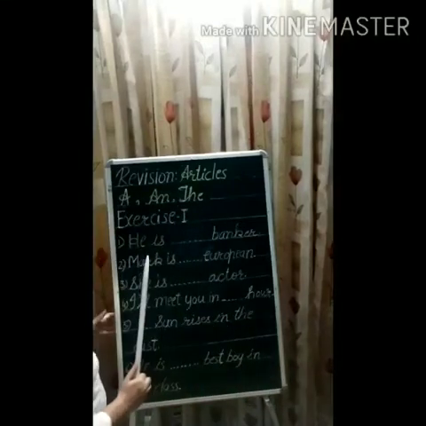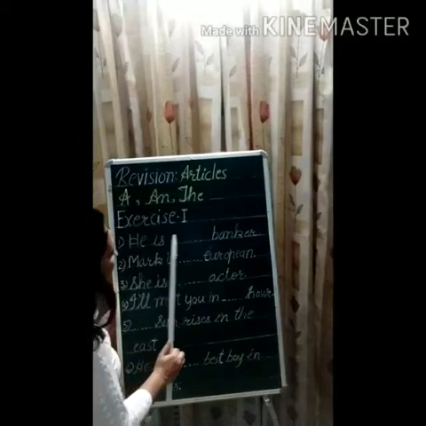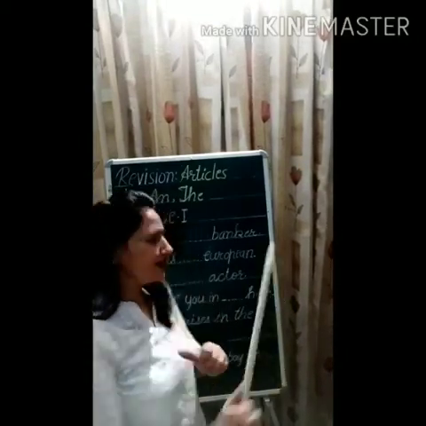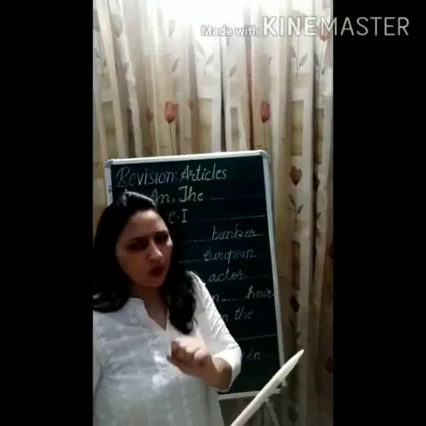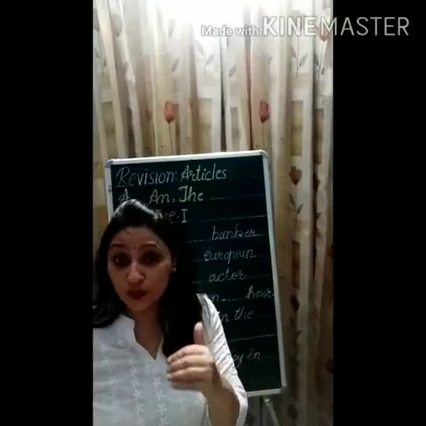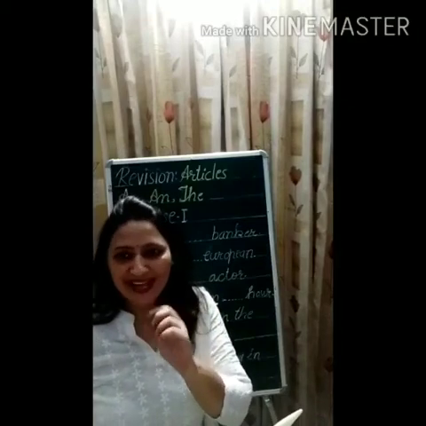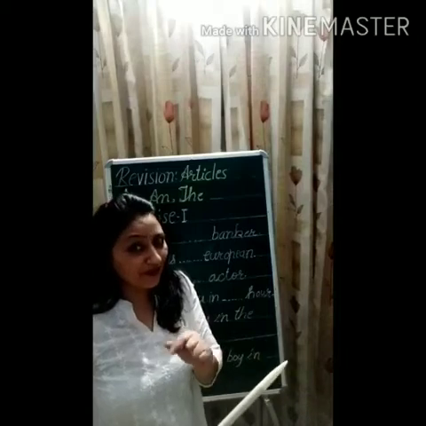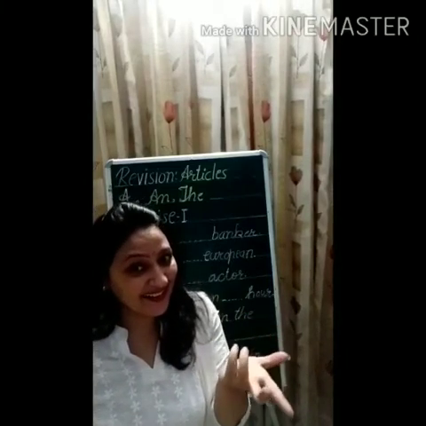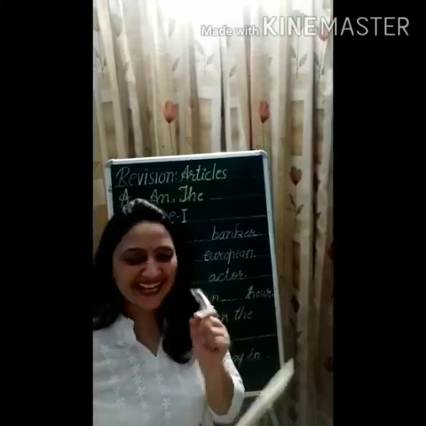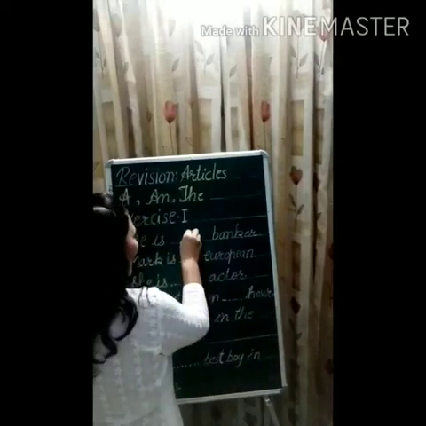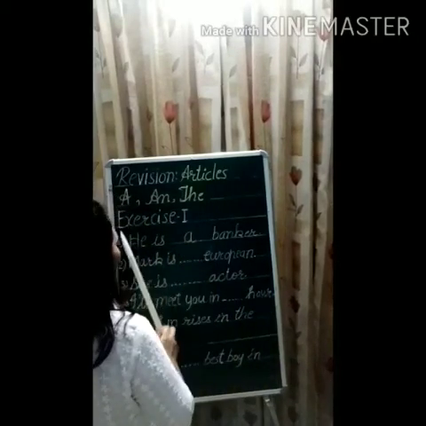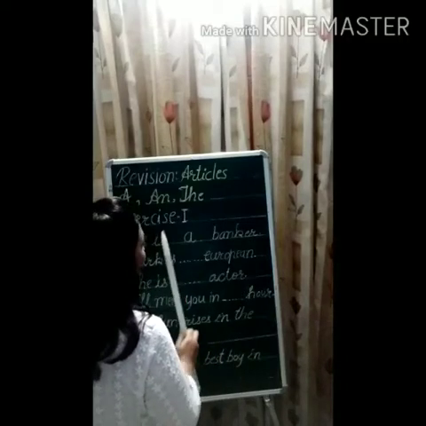The first sentence we have is: he is dash banker. So my dear student, when I pronounce this word banker, the air comes out with friction. So the initial letter B has a consonant sound. When we have a consonant sound, do you remember what we use? Hurry up, give me the answer. Yes, we use A. So now let's read this sentence again: He is a banker. Is it clear to you?